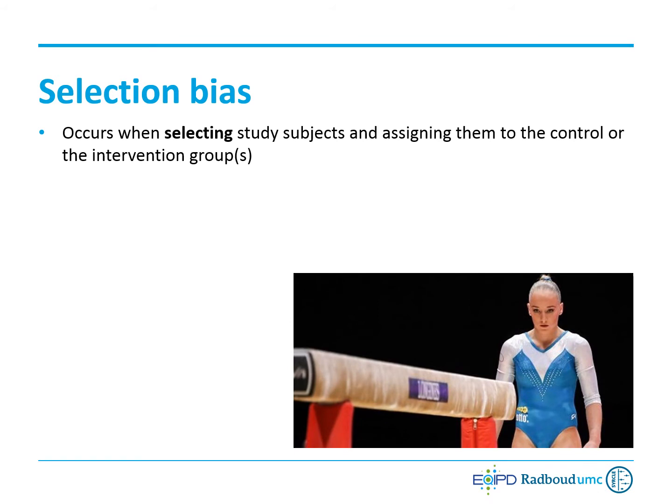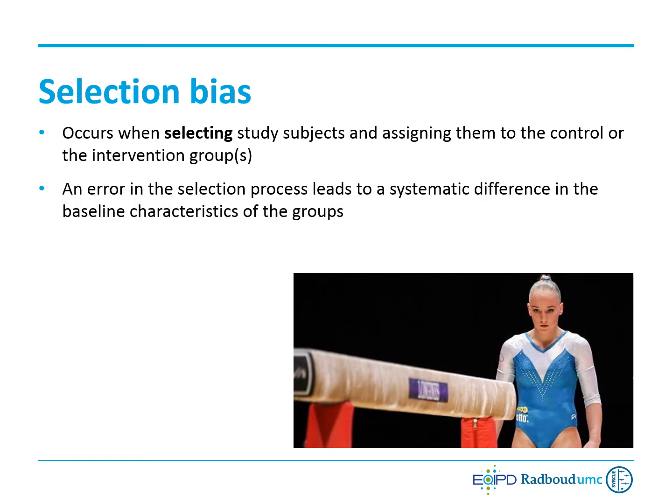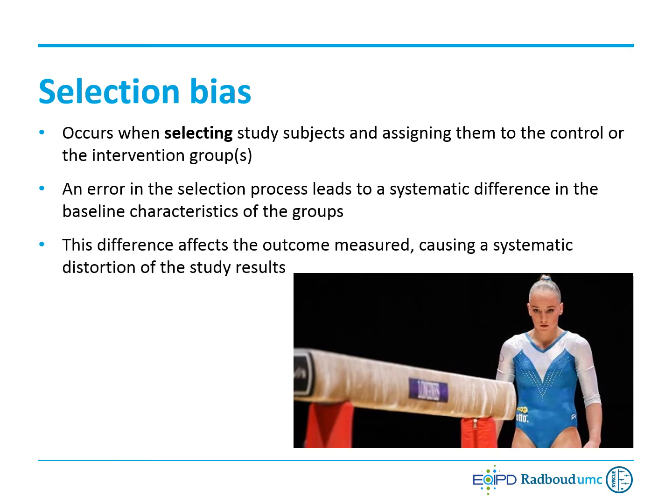Selection bias occurs before doing any experimental procedures, all the way at the beginning of the experiment, where you select which subjects are included in the experiment and in which experimental group they will be. Selection bias occurs when an error in the selection process causes systematic differences between the groups in the baseline characteristics of the subjects. When these baseline differences affect the study's outcome, they systematically distort the results. Let me show you some examples.